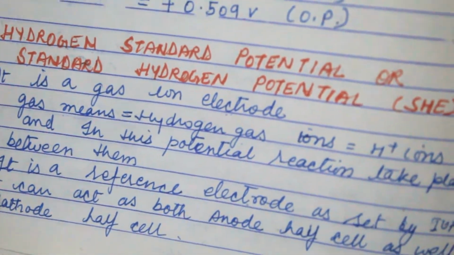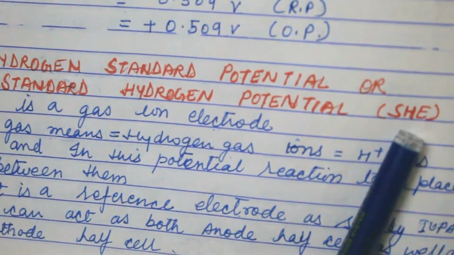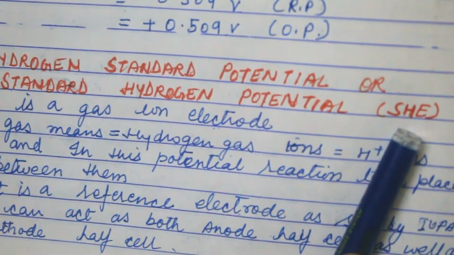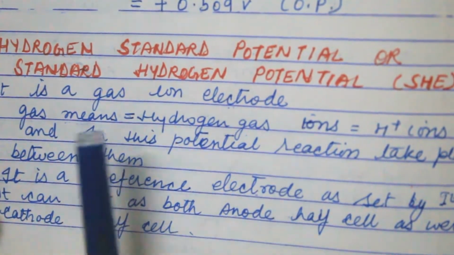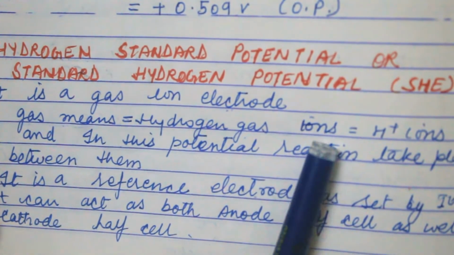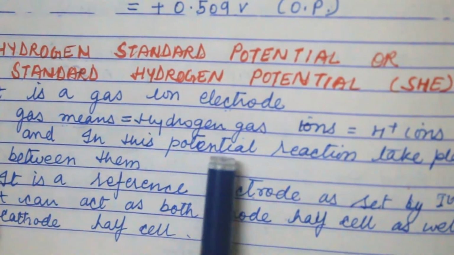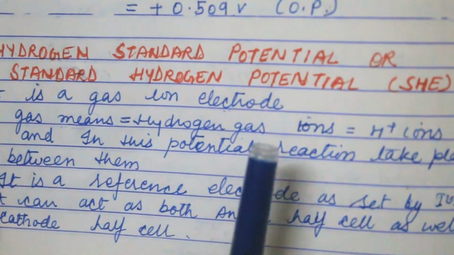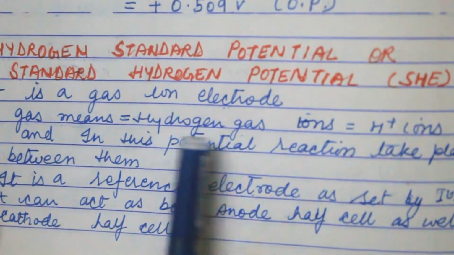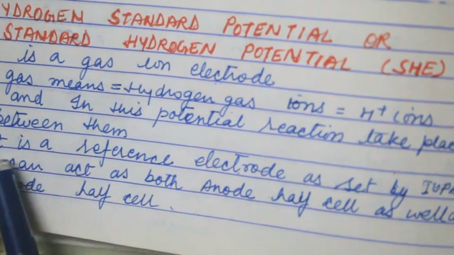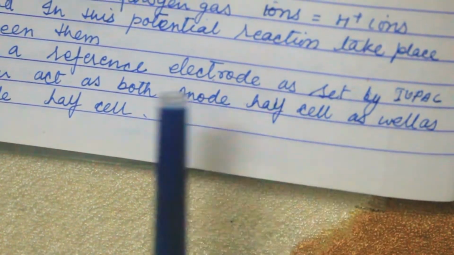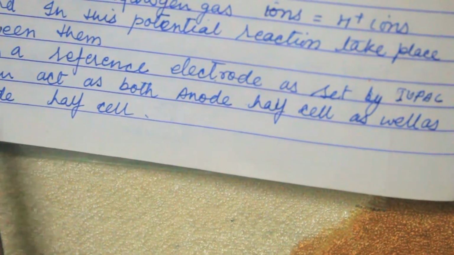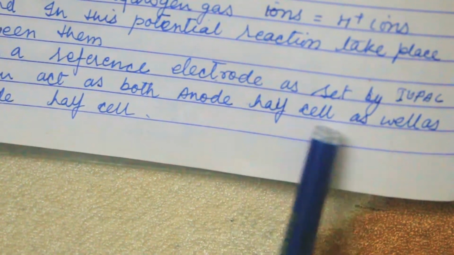Now my next topic is the standard hydrogen electrode, or SHE or NHE, also normal hydrogen electrode. First point: it is a gas ion electrode. Gas means hydrogen gas, ions mean H plus ions, and the reaction takes place between hydrogen gas and H plus ions. Second, it is the reference electrode as set by IUPAC.